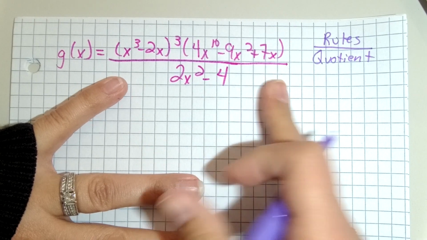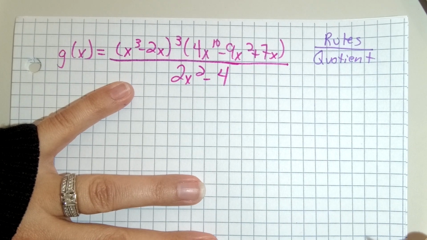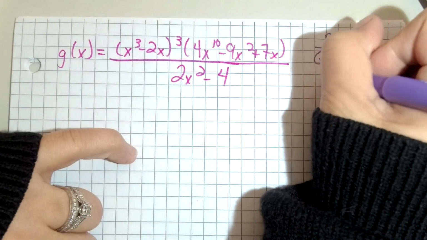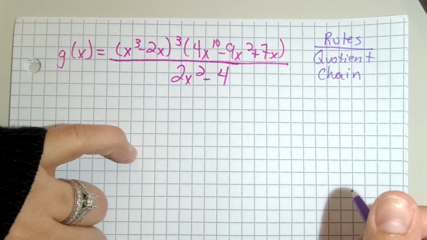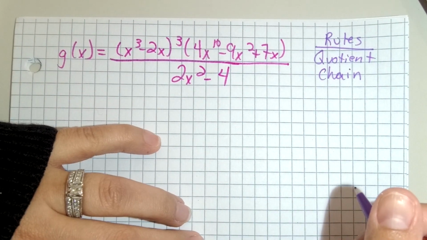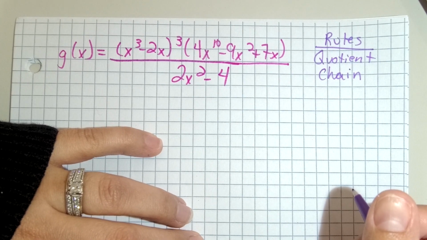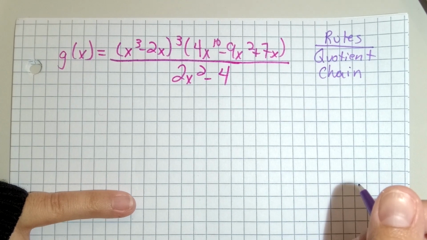What's another rule we're going to be using? I heard somebody say it. Chain rule. How do we know we have a chain rule? We don't know? I think I did the same thing for the other class.